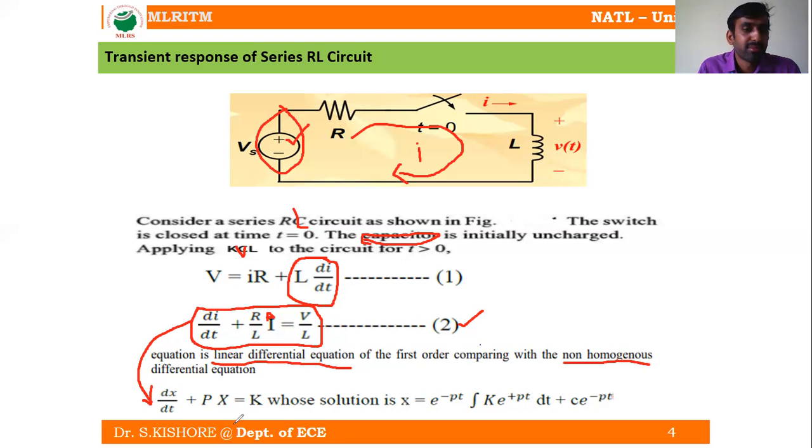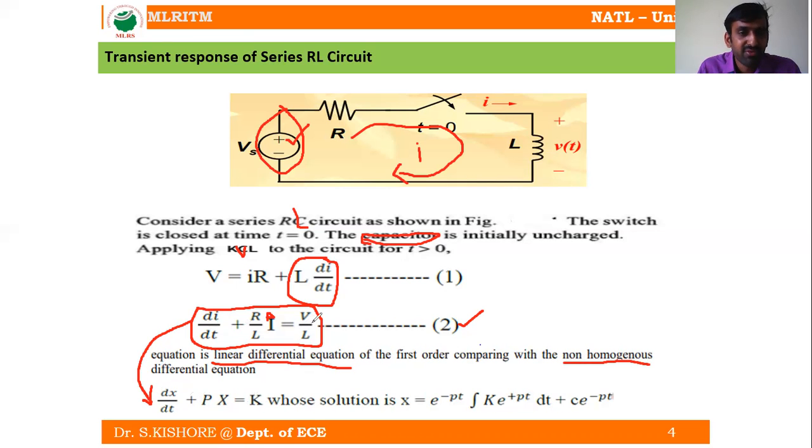If you look into the mathematics textbook by Ashant publishers, Iyengar's textbook, it will be like dy by dx plus py is equal to q. Whereas in different textbooks, it will be in the form of dx by dt plus px is equal to k. So different forms you can see. So don't get confused within that. The form is the same.